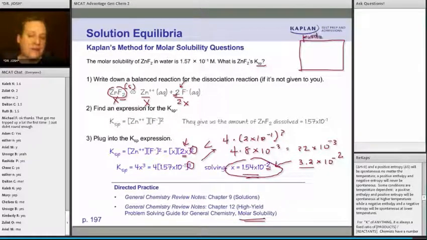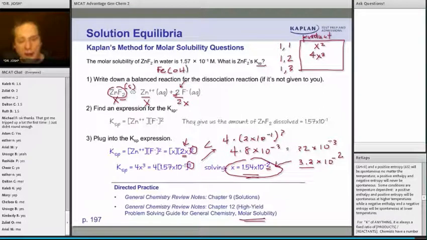One way to make it easier is to recognize the possible products that you could get. Notice the first one we had x squared when it was a 1-to-1 relationship. Here we had 4x cubed, right? Where we had 1 and 2. You might also end up with one where you have, say, 1 product of 1 and 3 products of the other. Like if you did FeOH3, you get 1 Fe and you get 3 OHs. So in a case like that, you'd end up with 27x to the 4th.